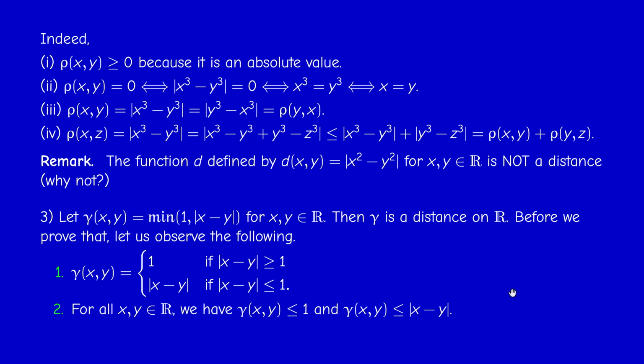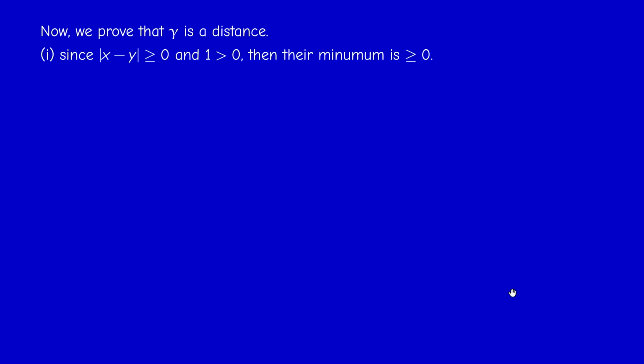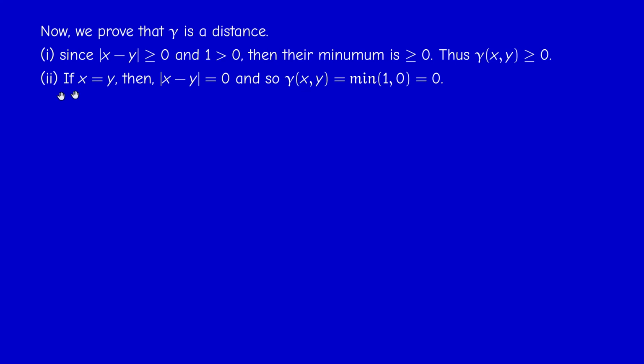Okay, first property, the absolute value is bigger or equal than 0, and 1 is strictly bigger than 0. So the minimum is bigger or equal than 0, right? It could be 0. It's 0 precisely when this is 0. Okay. So here maybe it's better to split the equivalence into two parts. If x equal y, then x equal y implies gamma xy equals 0, and conversely.